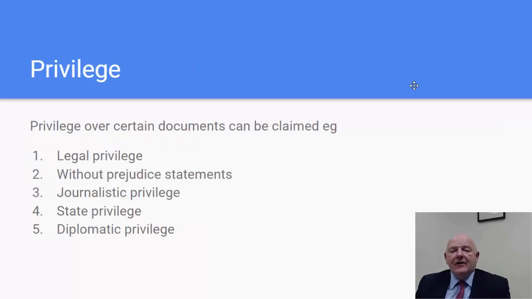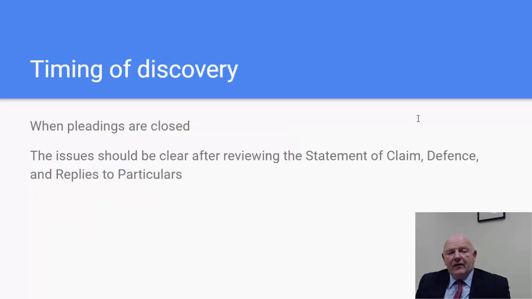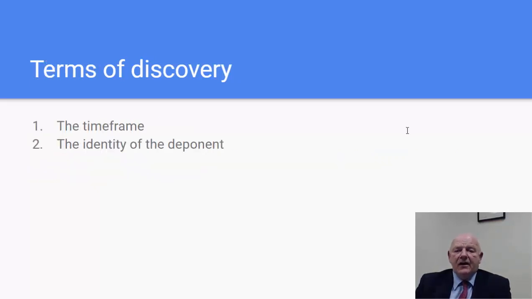Privilege over certain documents can be claimed, for example, legal privilege, without prejudice statements, journalistic privilege, state privilege, and diplomatic privilege. So correspondence or legal advice from a solicitor to his client would have legal privilege and does not have to be discovered. The timing of discovery then, well, it occurs when pleadings are closed. So the issues should be clear after reviewing the statement of claim, defence and replies to particulars. Once the issues are clear, well, at that stage then discovery can be carried out to identify the exact documents that are going to support or defend a particular case.